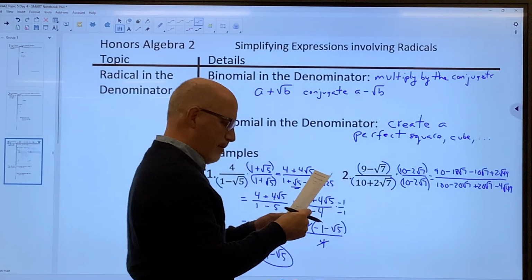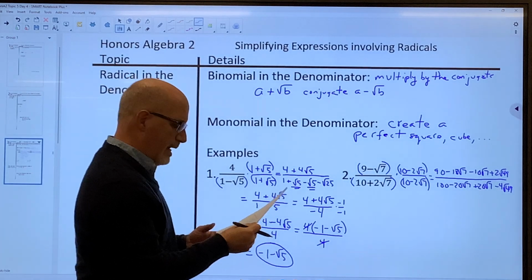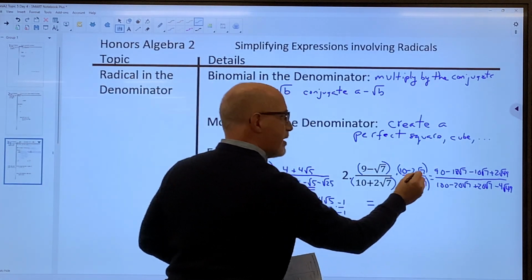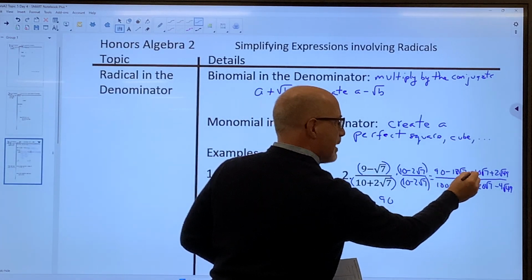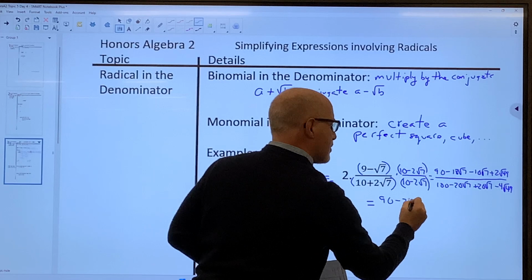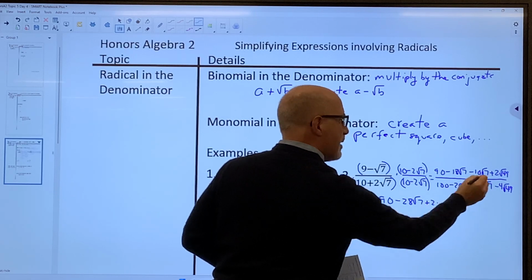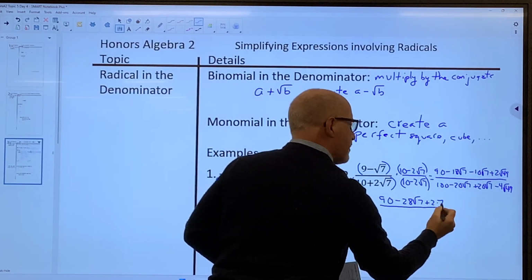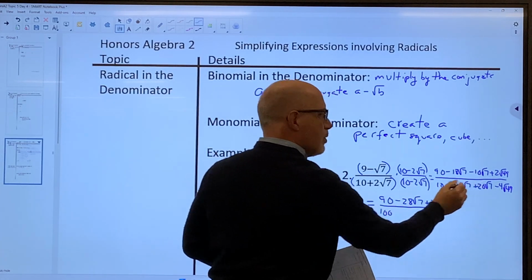Now we need to do some simplifying for this, but as we do that, we're going to go ahead and combine like terms. So notice that in the numerator here, you're going to have 90, and then this is minus 18 minus 10 is minus 28 square roots of 7. And then up here, we're going to have plus 2 times 7, because that square root of 49 becomes a 7. And then in the bottom, we have 100, and then these two will reduce out.